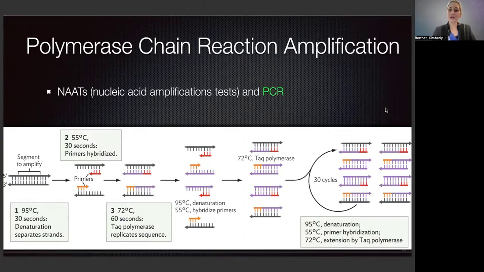Okay, let's talk about another technique used. It's called polymerase chain reaction. The polymerase chain reaction actually is based off of the natural process of DNA replication, but it's taken into a test tube. So we can look at in vivo DNA replication and in vitro DNA replication. PCR is used for many nucleic acid amplification tests, or what we call assays in the field.